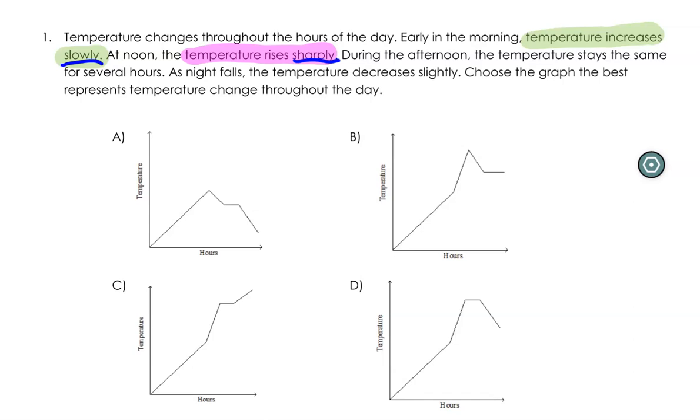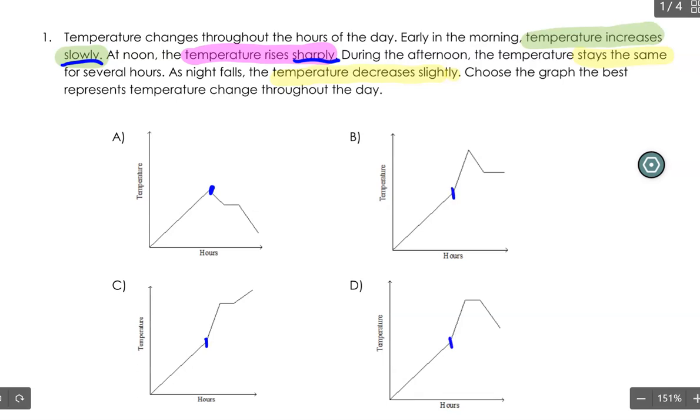During the afternoon, temperature stays the same for several hours. Okay, so stays the same. As night falls, temperature decreases slightly. And I'm out of color, so I'm just going to use the same color. So temperature decreases slightly. Okay, so we want to know where temperature is increasing slowly. So I notice all 4 of my graphs look about the same for the first part of the graph, right? And that ends here.